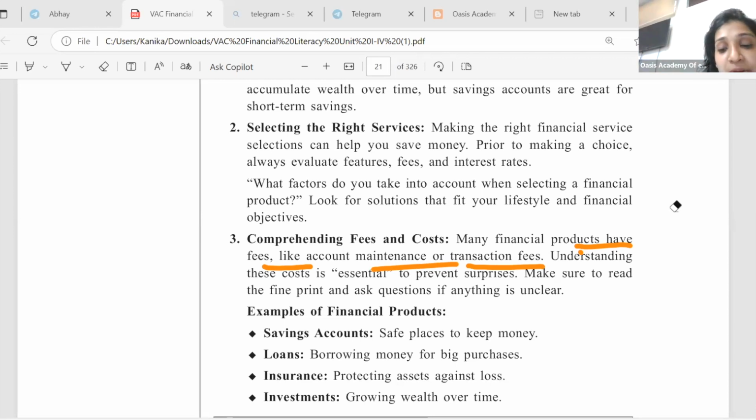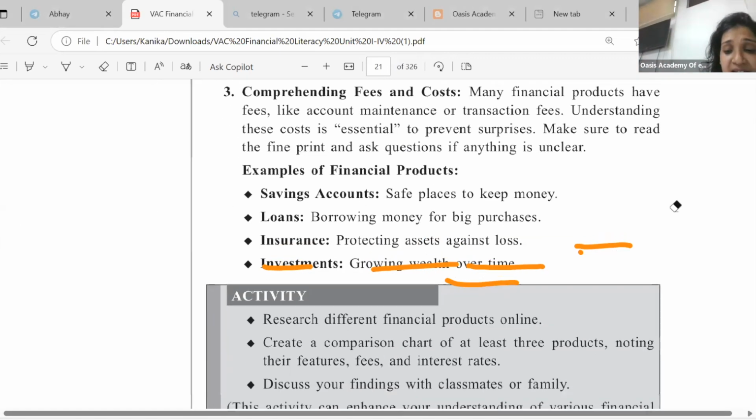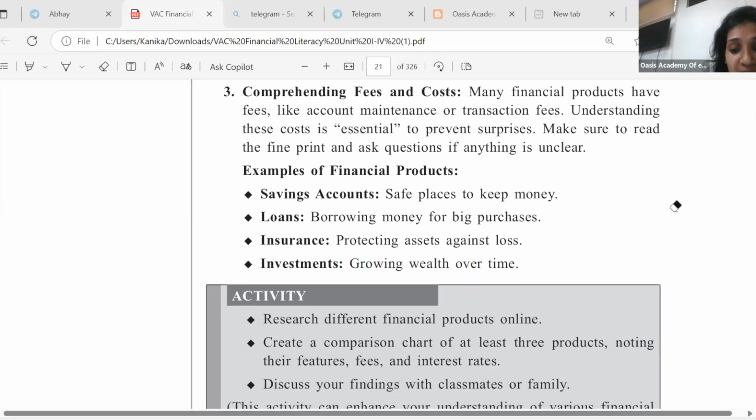Understanding these costs is essential to prevent surprises. Suddenly, when you make a good number of transactions during the month or year, they charge you high maintenance or transaction fees, and you wonder how there are so many charges. You should know these charges and fees, and accordingly do your transactions. I have already told you the examples of financial products. You should know these very well.